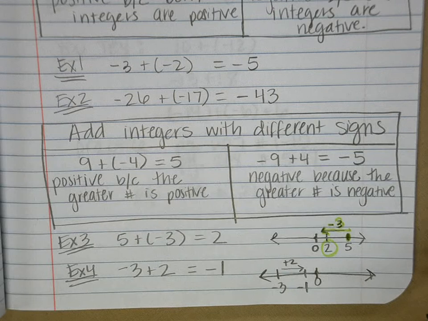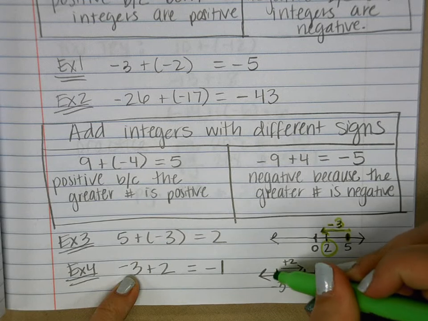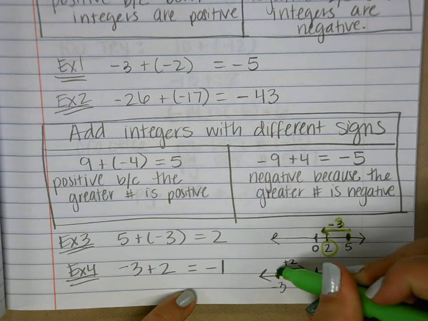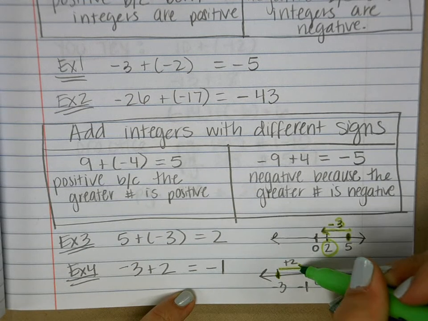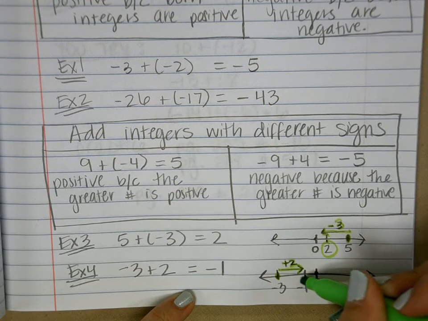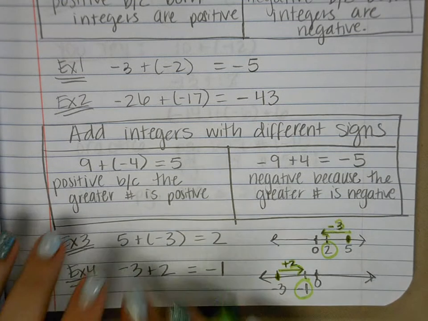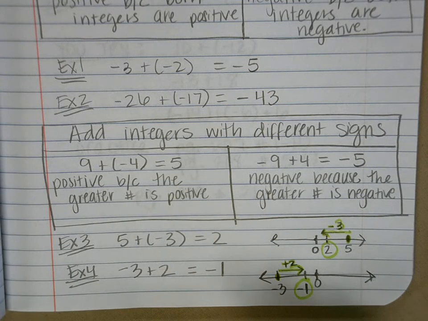So you're just drawing arrows, pretty much. Example 4, we start at negative 3 and we add 2, so we're going this way, in the positive direction, and that would be negative 1. So if you're asked to show it on a number line, that's all you do. You start with the starting number and then you have to figure out, am I going left towards the negative or right towards the positive?